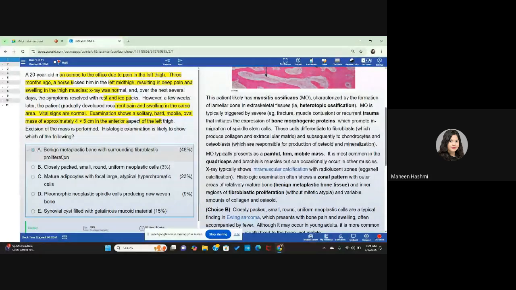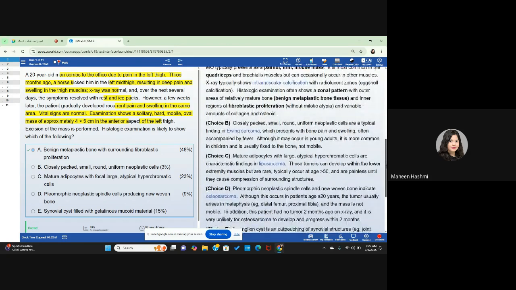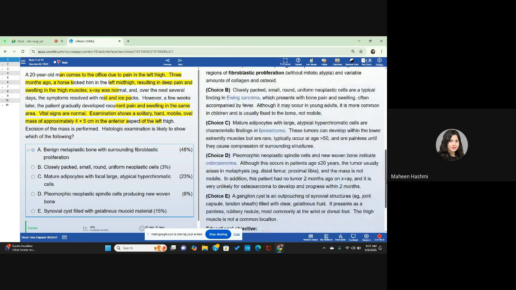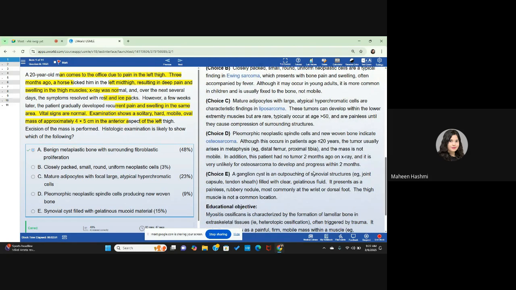And that is why if you read through the statement, you will realize that they're talking about a bone ossified structure that formed because of the trauma that occurred over here. So as I was mentioning about E, a ganglion cyst. What is the treatment of ganglion cyst? How do you treat ganglion cyst?